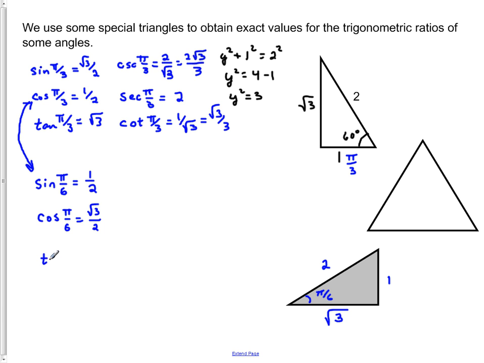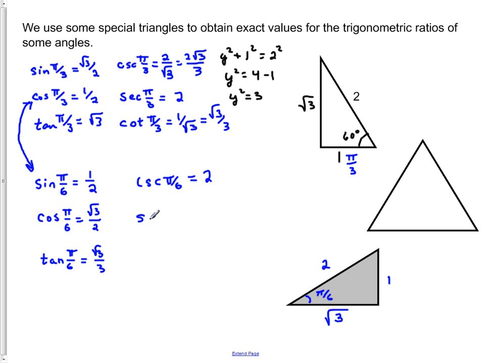Tangent is complementary with cotangent. So if I take the tangent of pi over 6, it will be the same as the cotangent of pi over 3, which is to say radical 3 over 3. Likewise, our cosecant of pi over 6 is going to be the same as my secant of pi over 3, that's 2.